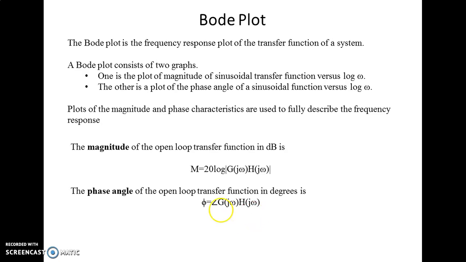The magnitude of the open loop transfer function is found by using this formula: M equals 20 log mod G of j omega into H of j omega. It is represented in decibels. The phase angle of the open loop transfer function is denoted by phi, that is nothing but the angle of G of j omega into H of j omega.